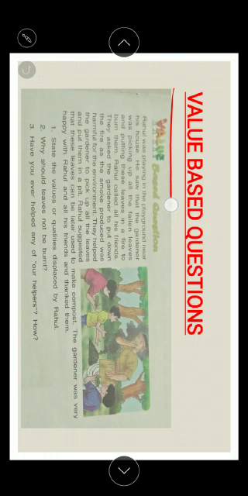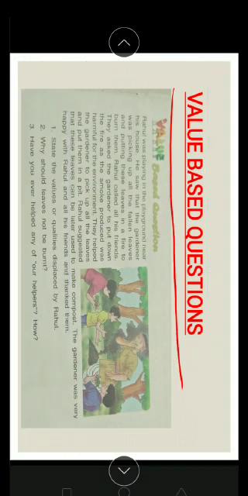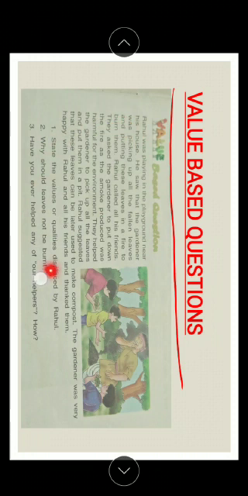This is the value based questions. Here content is given, a story is given in which some values, some good qualities of its characters are there, which you have to find out and also learn. Also you have to adopt these values. Let us go through the story.